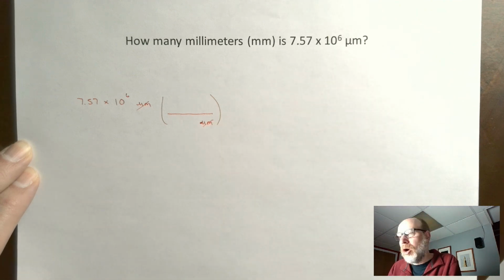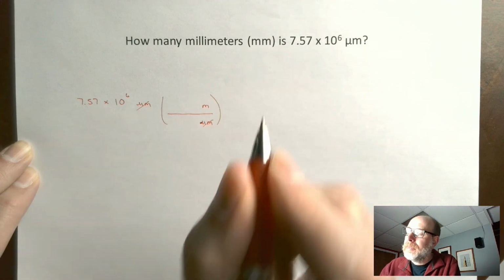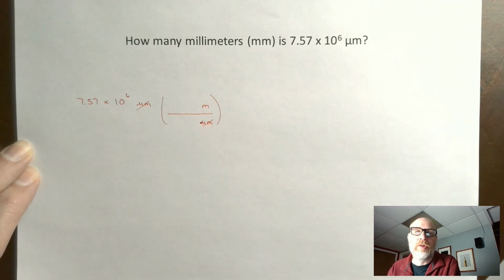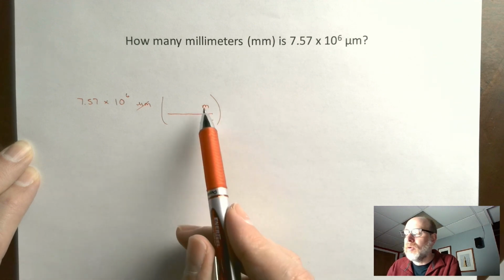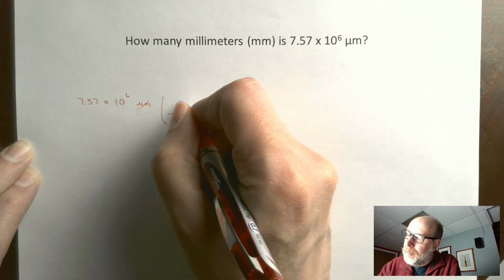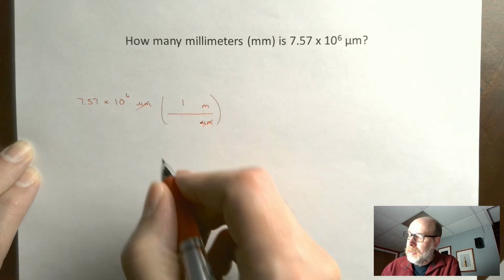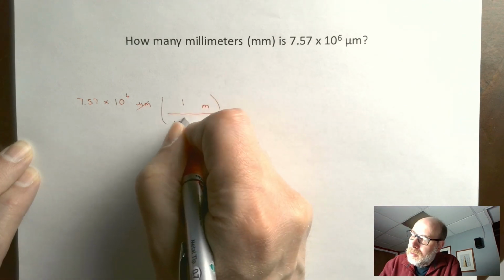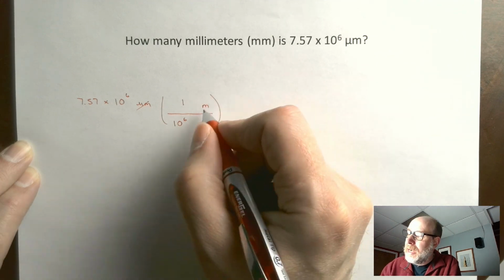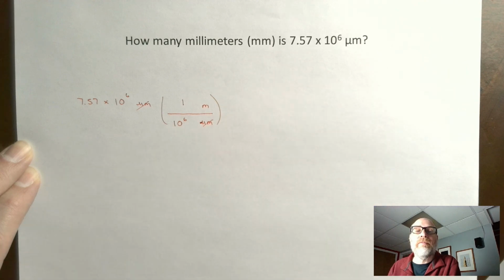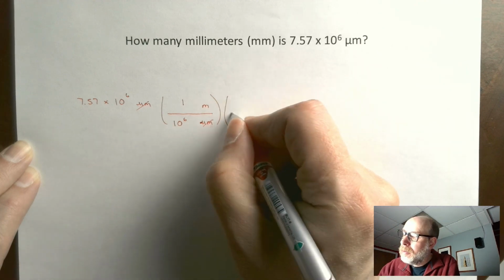And then I know what the conversion is between micrometers and meters. I don't know what it is between micrometers and millimeters. You might know, you can look those things up, but I find it much easier to go back to the base unit, the meter, and know that 1 meter is 10 to the 6th micrometers. Now if I stopped, the unit that would be left is meter, so I would have converted to meter.